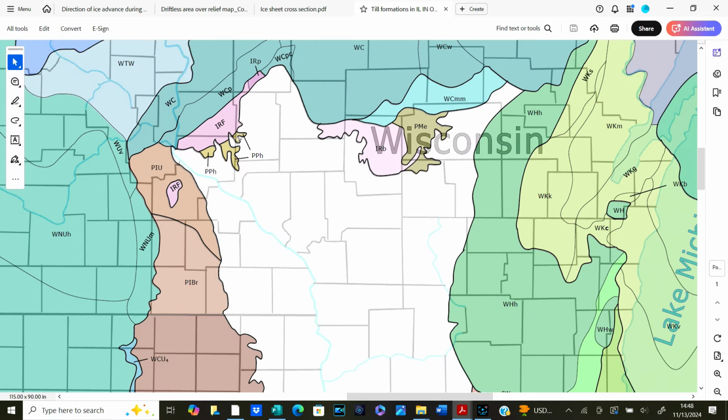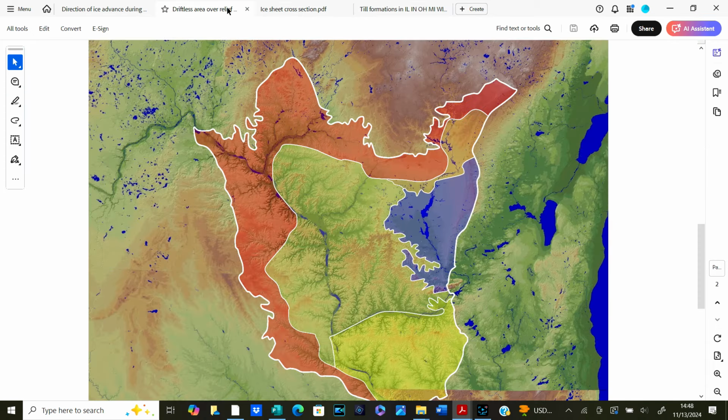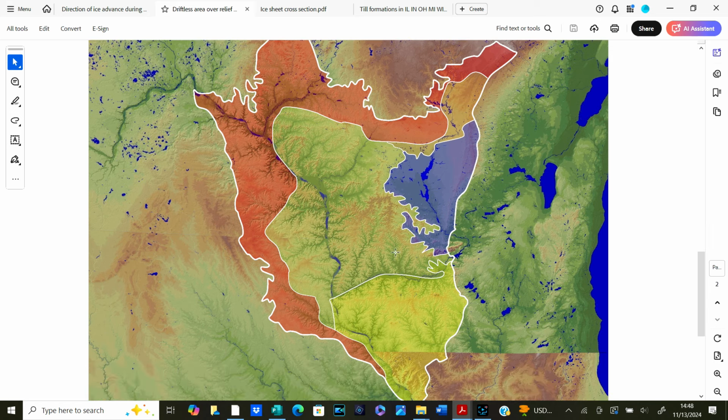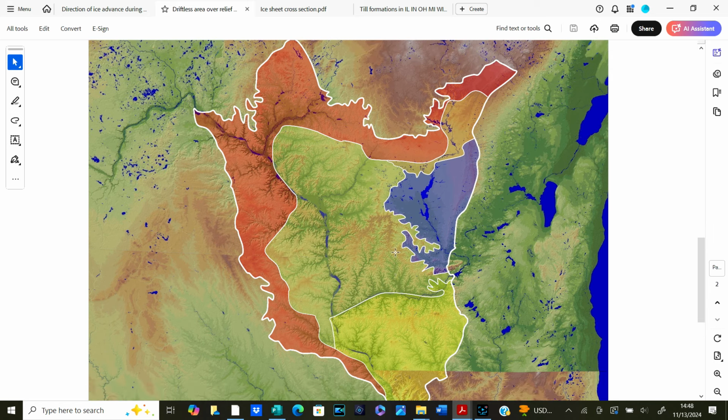Anyway, you can see these tongues here. This doesn't mean we had tiny little sheaves of ice sticking out. This unit likely was bigger. This purple likely came out and was bigger. So the driftless area is not entirely driftless, if you will. We don't even agree on where these boundaries are.